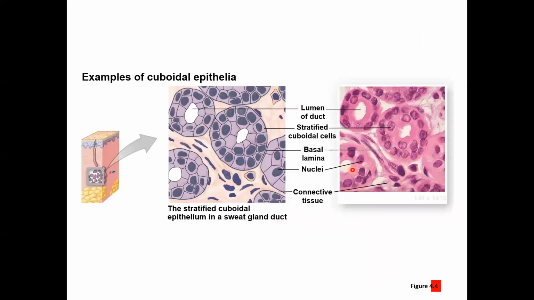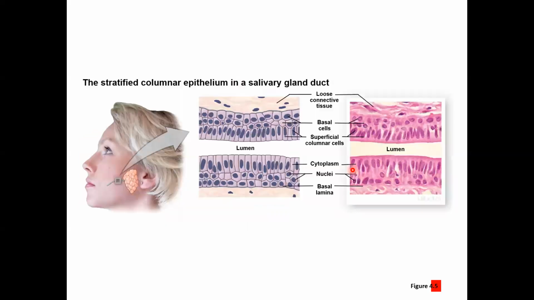So here we see stratified cuboidal epithelium, and you'll notice it's 2, 3-ish layers, and this is in the duct of a sweat gland. And here is stratified columnar epithelium in the duct of a salivary gland.